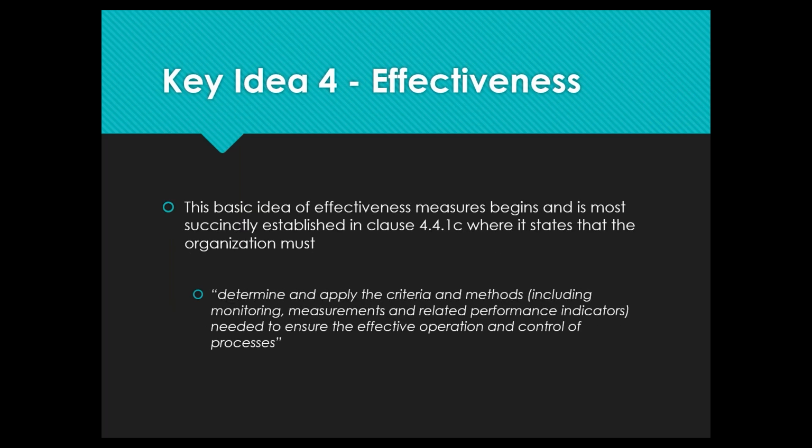Now, the basic idea comes in section 4.4.1C, which again, that's very early in the auditable content. It states that the organization needs to determine and apply the criteria and methods needed to ensure the effective operation and control of processes. And it's specified that this is going to include monitoring, measurement, and performance indicators. Obviously, that's a very high-level statement, but it gets more thoroughly unpacked in other parts of the standard.